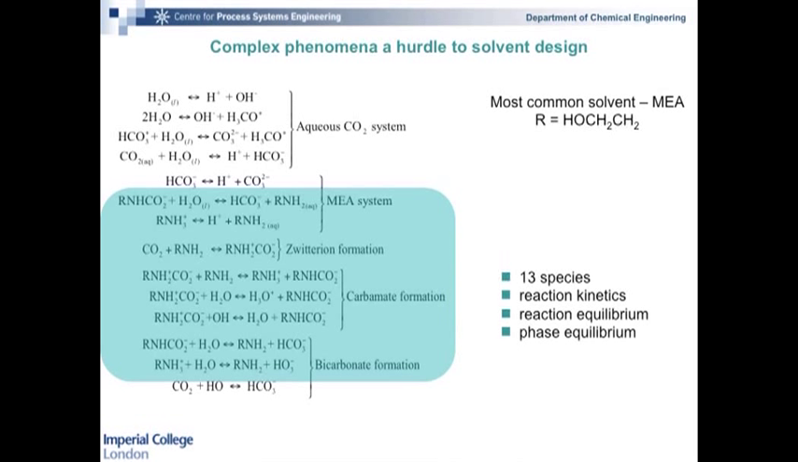And so this is for a given solvent, a set of reactions that go on in the desorber and in the absorber. And what you have here as R is what makes the identity of a solvent. The most common solvent is monoethanolamine. So this is the R for this solvent. What you see is that we have now 13 species involved in these reactions. We have to worry about reaction kinetics. We have to worry about reaction equilibrium and also phase equilibrium. So many more phenomena.